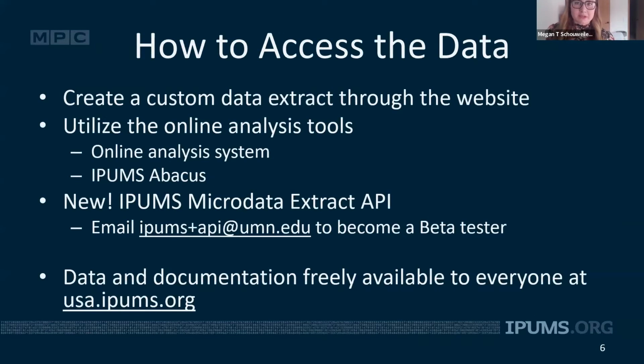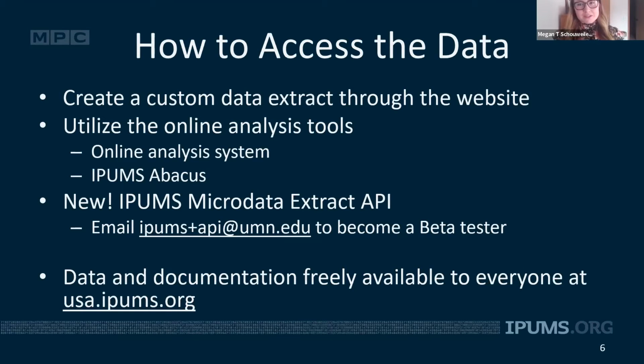So there's a few different ways that you can access IPUMS USA data. First, you can create a custom data extract through our website, which allows you to select the samples and variables of interest to you. You can also utilize the online analysis tools, which include the online analysis system and IPUMS Abacus. And our newest method for accessing the data is the IPUMS Microdata Extract API, which is currently in beta testing phase. So we are always looking for more users to help us with beta testing.